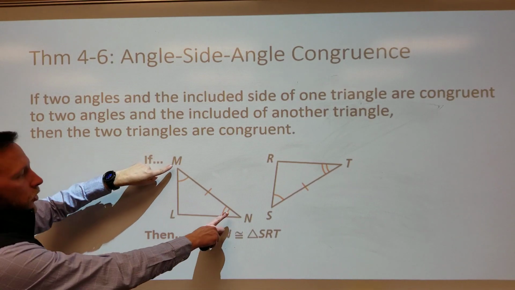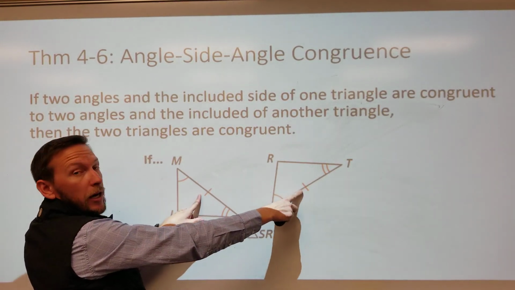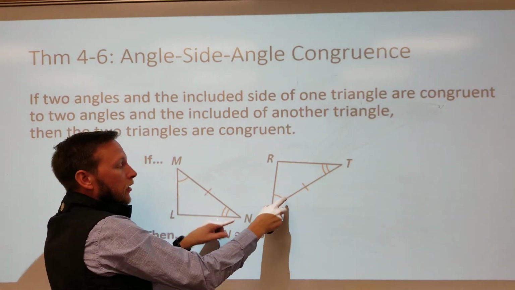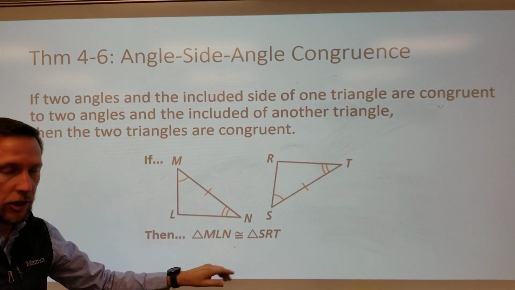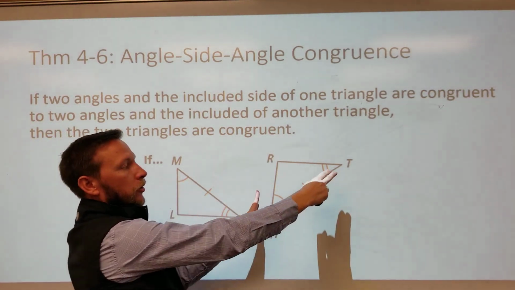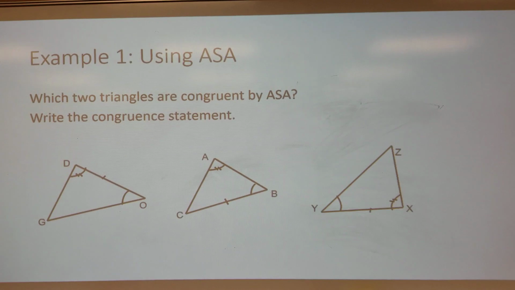Basically, if we have two pairs of congruent angles between two triangles and a pair of congruent sides that is included between the pair of congruent angles in either triangle, then the triangles themselves are congruent. So two angles and the included side congruent to two angles and the included side in another triangle. Therefore, the triangles will be congruent.